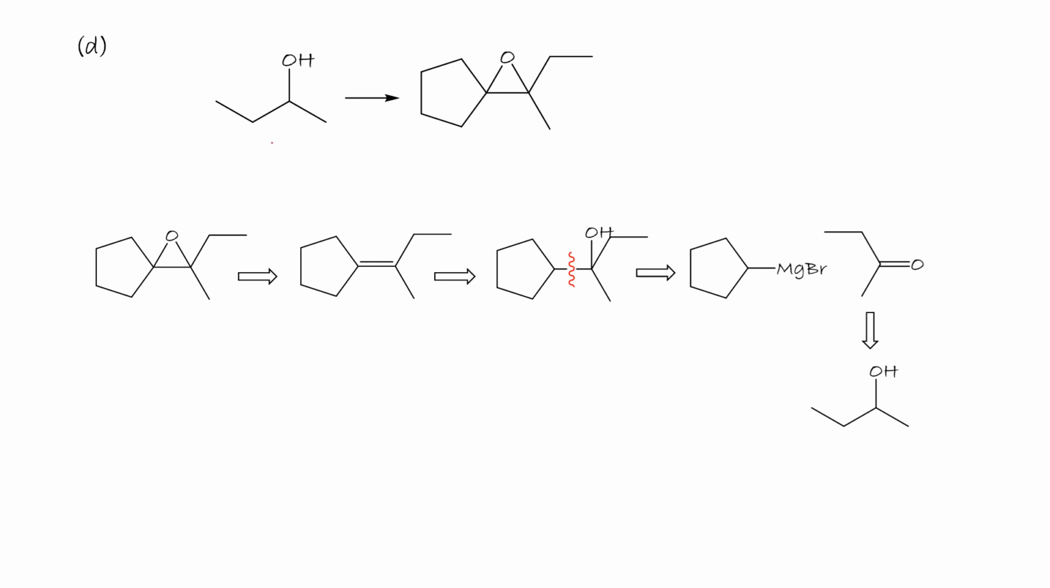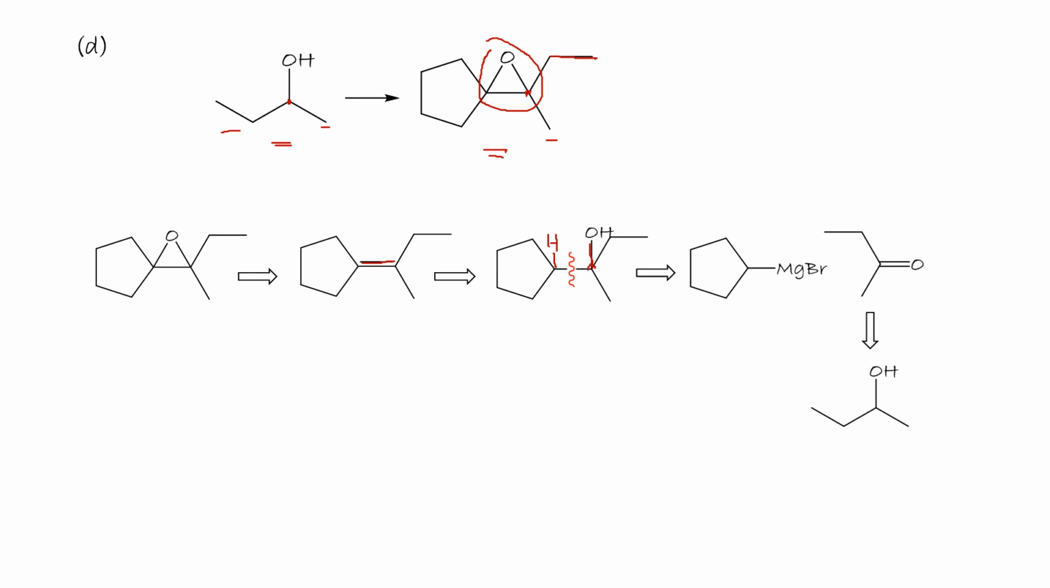How can we get from butan-2-ol to this species, an epoxide? Well, if we look carefully at this carbon, it carries CH3 and the ethyl group. Here this carbon carries methyl and the ethyl group. This is an epoxide functionality. We can get the epoxide functionality from an alkene. We can get the alkene from alcohol by dehydration.